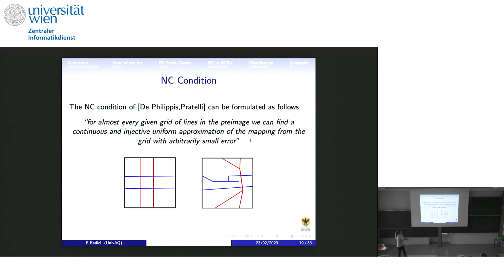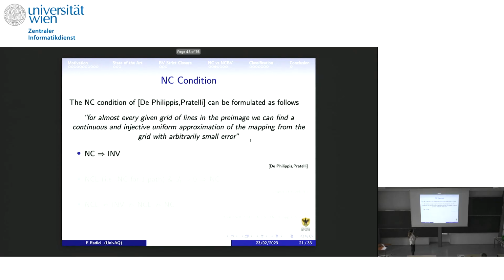Then this would be, for example, the image of this grid. So if your map is NC, it means that you can always injectify the image of the grid, being as close as you want in the uniform sense to the original image of the grid. Okay, so you can always find injectifications which are close in the uniform norm as much as you want. Non-crossing, I think already Dan said this, implies monotonicity, so it is a stronger condition.